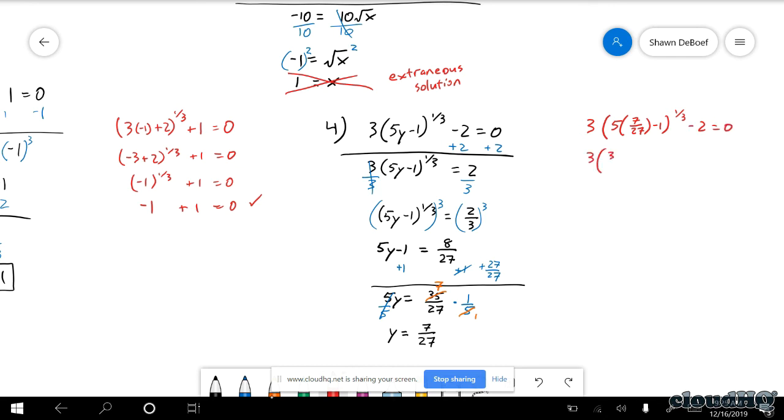So I would have, that's 5, which is like 5 over 1. So 35 over 27 minus 1. Well, 1 is the same as 27 27ths. 35 27ths minus 27 27ths is 8 27ths. I have to cube root both the 8 and the 27. Cube root of 8 is 2. Cube root of 27 is 3. The 3 will cancel out, so you get 2 minus 2, which does in fact equal 0. It works out.